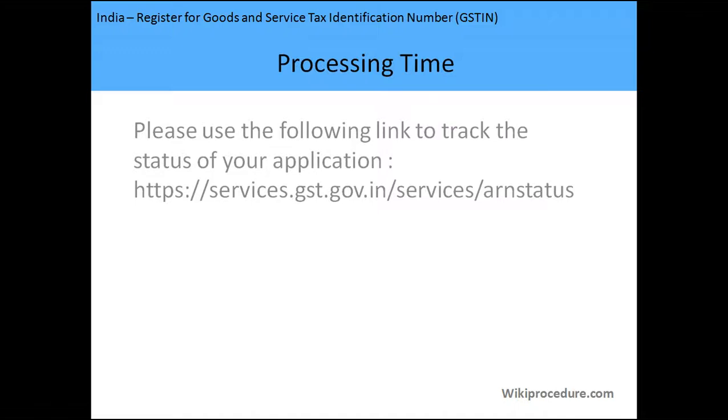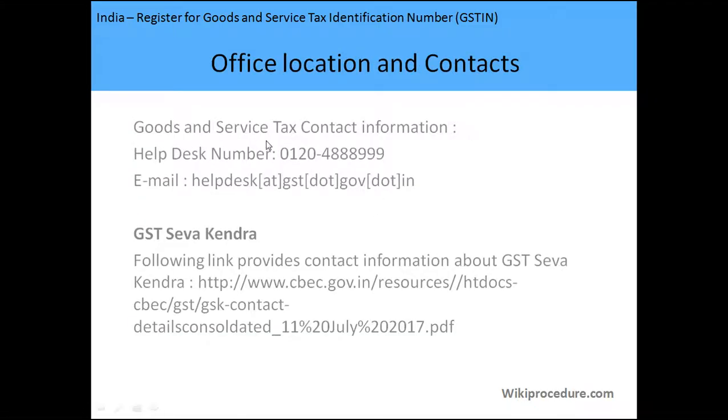Processing depends. What you could do is use the ARN, which is the application reference number, which would be provided to you when you're making the application. You could provide that ARN in this URL that is listed here, where you could find out the status of your application. For office locations, you could use the contact information that is here, as well as the email address for getting more information. I also have listed the GST Seva Kendra contact information, which you could use.